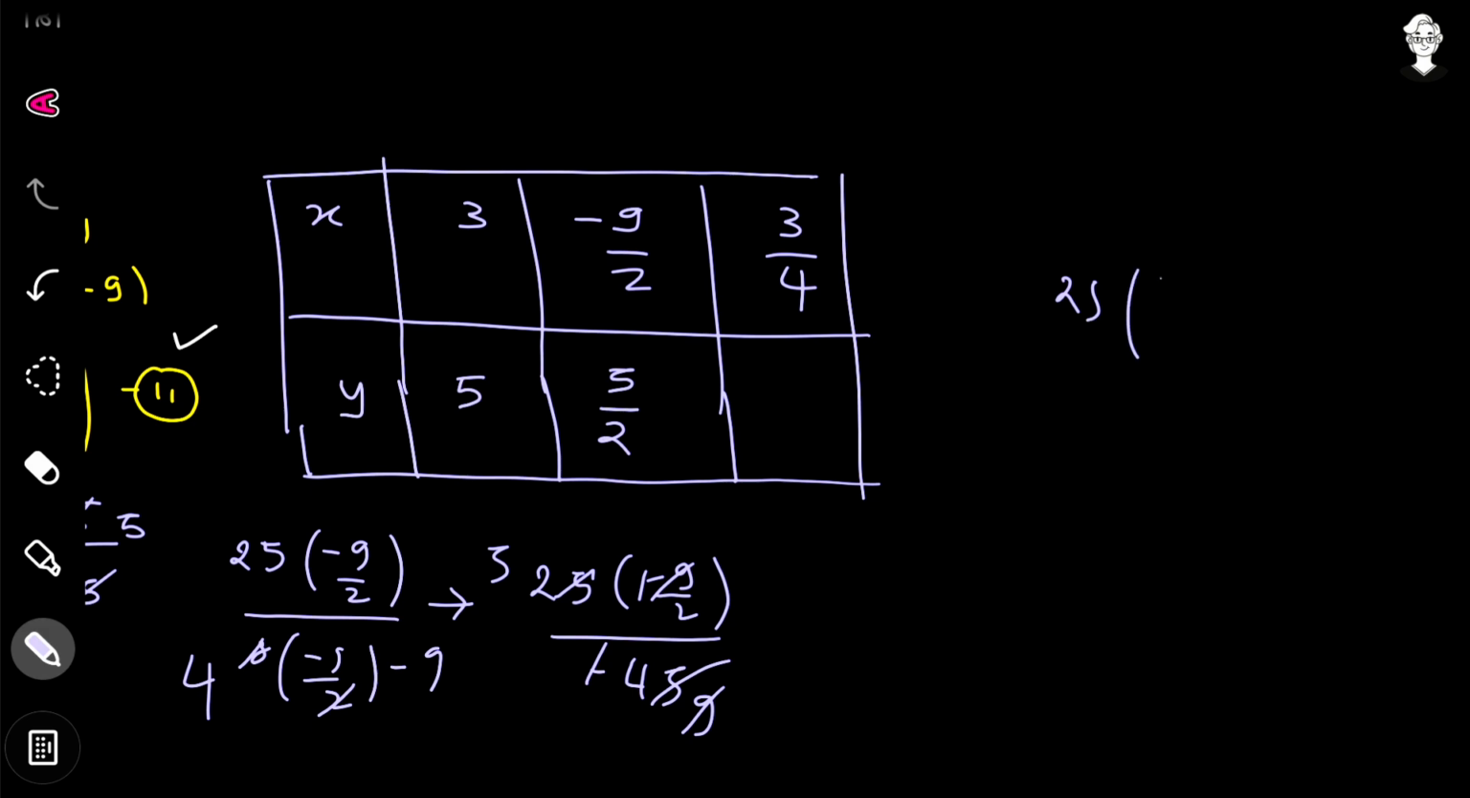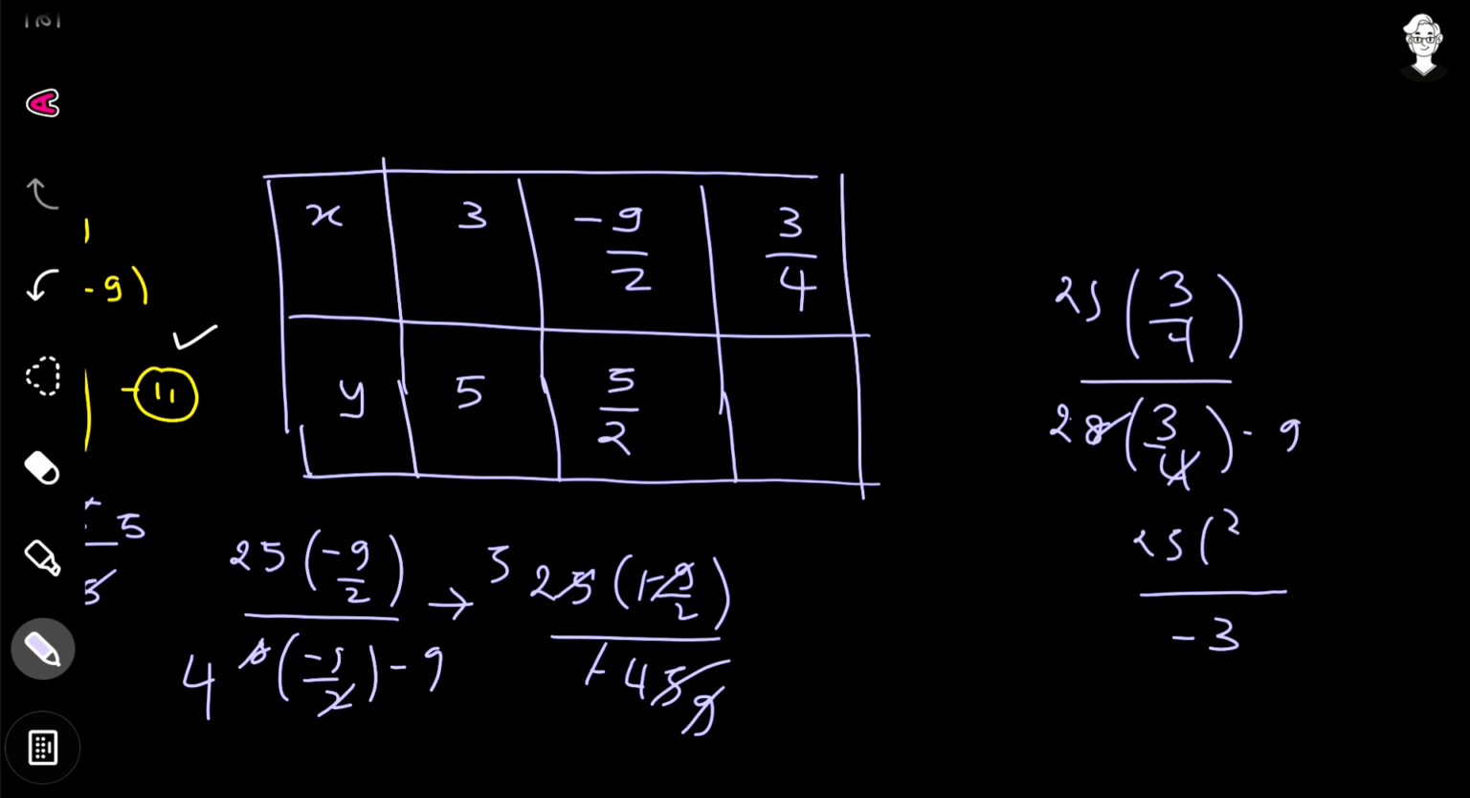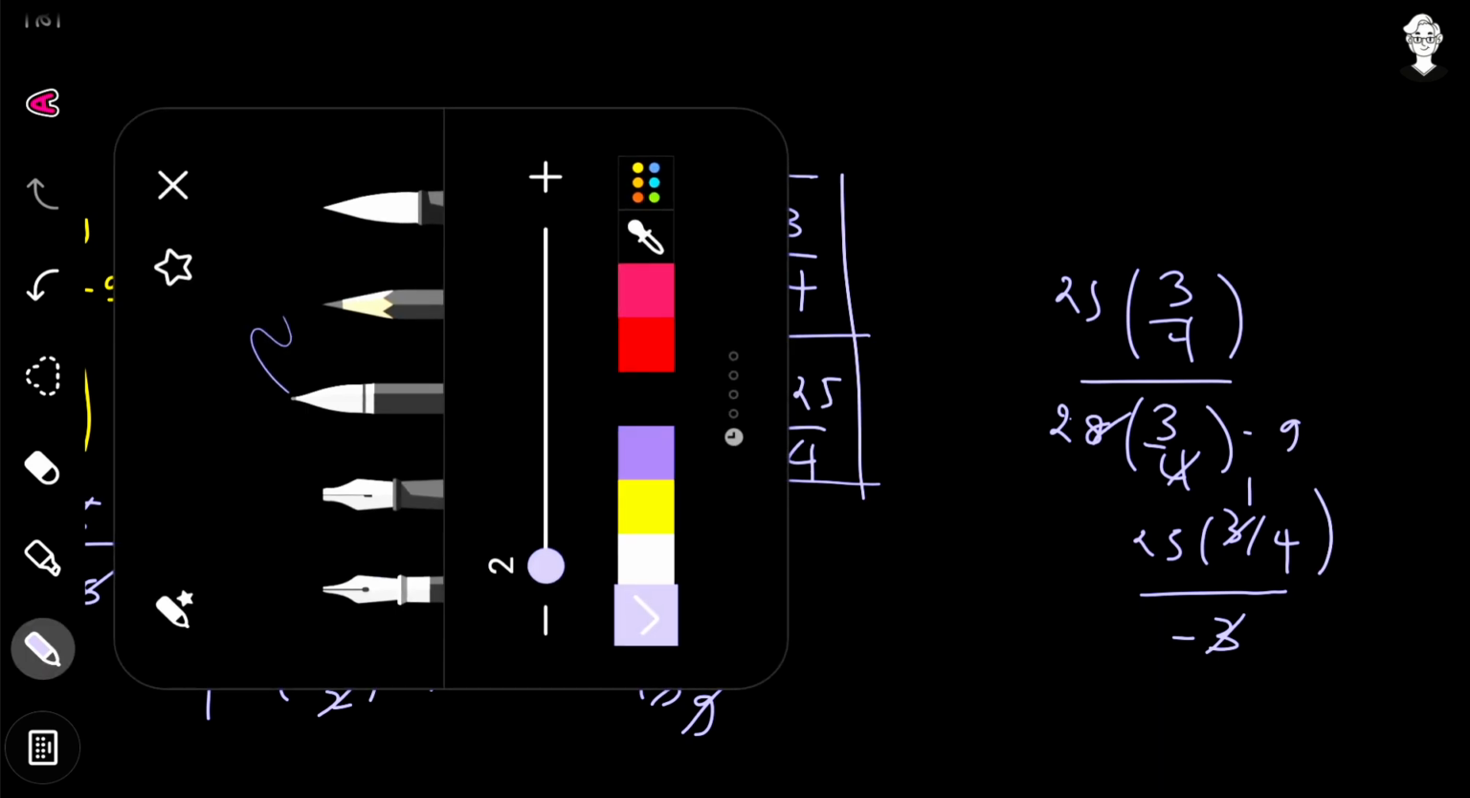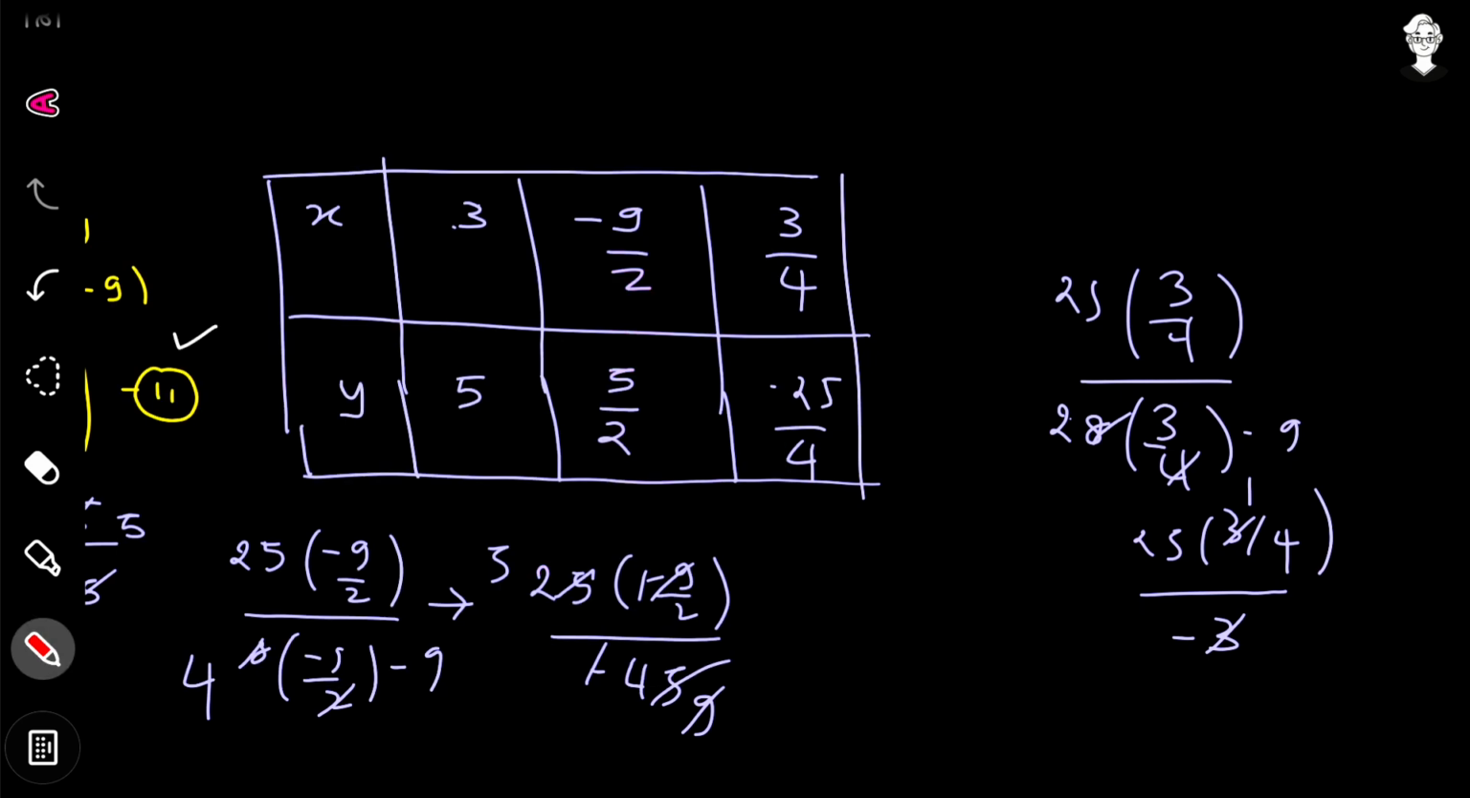Now let us replace x as equal to 3 upon 4. So 25 multiplied with 3 upon 4, and in the denominator 8 multiplied with 3 upon 4 minus 9. Now from the table of 4 it goes 2. 2 into 3 is 6. 6 minus 9 is going to be negative 3, and in the numerator 25 into 3 upon 4. Now from the table of 3 it goes 1, so we finally have the value of y as going to be equal to negative 25 upon 4. So for these three values of x, we have these three values of y. So here we have the final set of solutions: for x is equal to 3, y is equal to 5. For x is equal to negative 9 upon 2, y is 5 upon 2. For x is equal to 3 upon 4, y is negative 25 upon 4, and that's the answer.